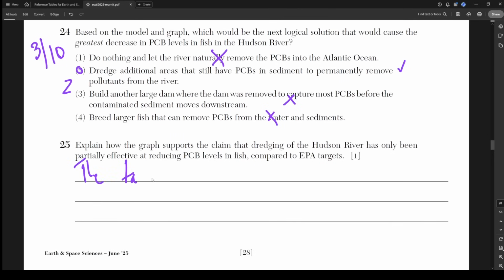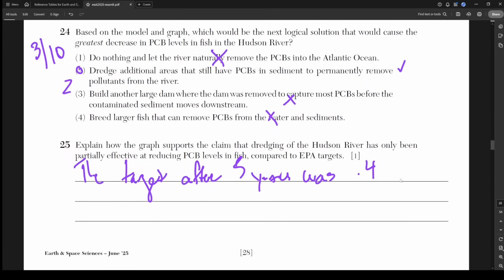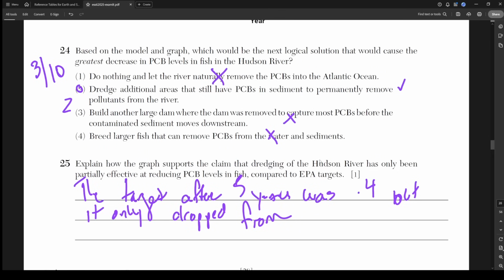The target after 5 years was 0.4. But it only dropped from 1.3 to 0.63. That's the answer. I mean, that was pretty easy. So 2 out of 10.